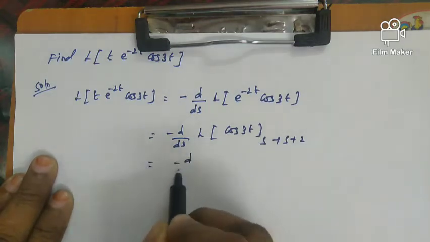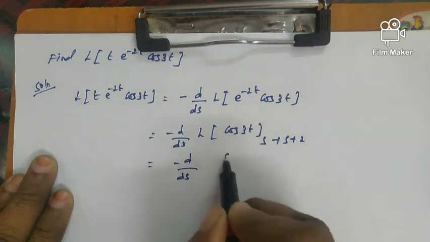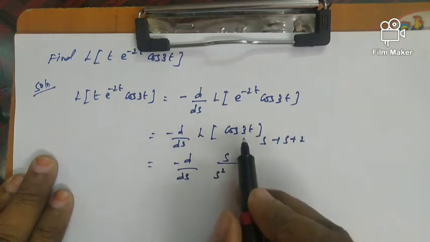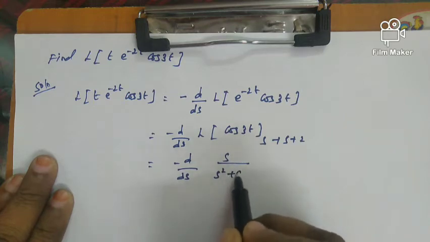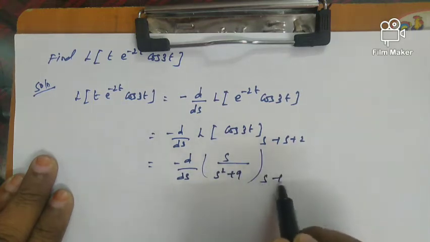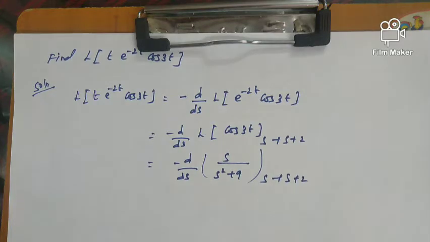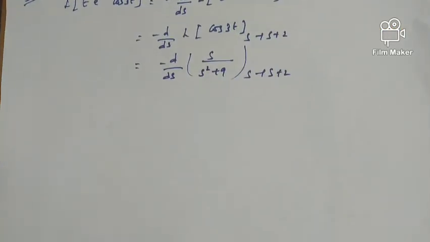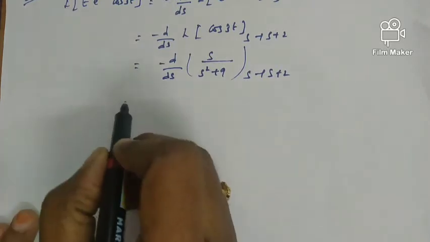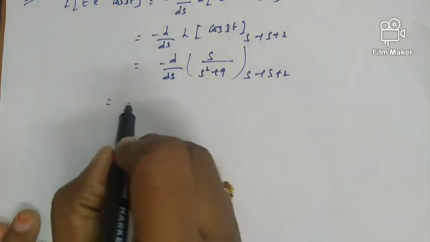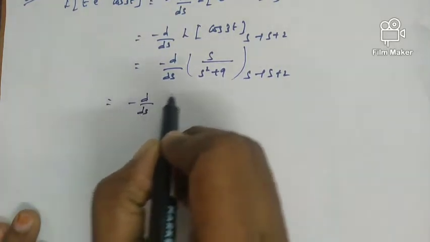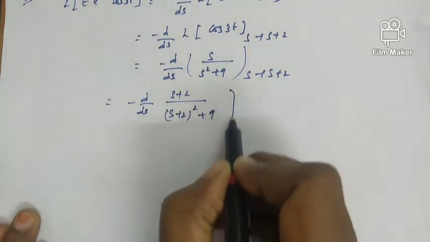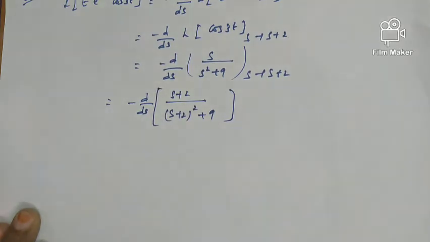So minus d by ds, cos means s by s square plus a square, that is s square plus 3 square, that is nothing but 9, where s goes to s plus 2. So before differentiating that, we can replace s as s plus 2. So minus d by ds of s plus 2 divided by the whole square plus 9. So now we are going to differentiate this one.